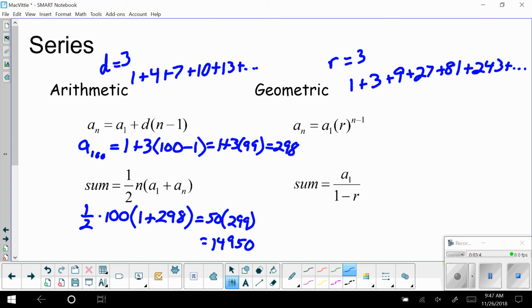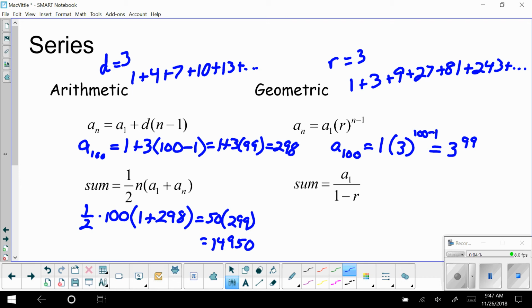I can also find how to get to an nth term: a sub n is equal to my first term times my common ratio raised to the n minus first power. So if I wanted the 100th term for this, first term was 1, my common ratio is 3, it's the 100th minus 1 power. So this is going to be 3 to the 99th power.